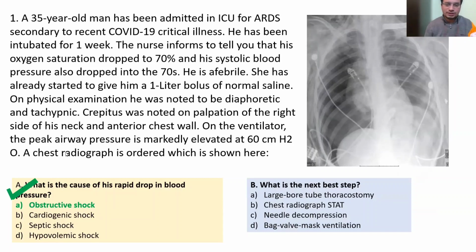Now let's move to the second part of the question. What will you do further? Whether you put a large bore tube thoracostomy, or a chest radiograph stat has to be done, or needle decompression, or bag valve mask ventilation. So definitely this is a life-threatening situation causing the hypotension. You have to perform a procedure which is very easy to do in seconds, because there is no time, and also it is not so cumbersome.